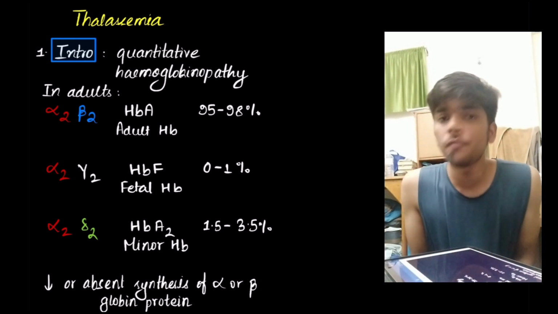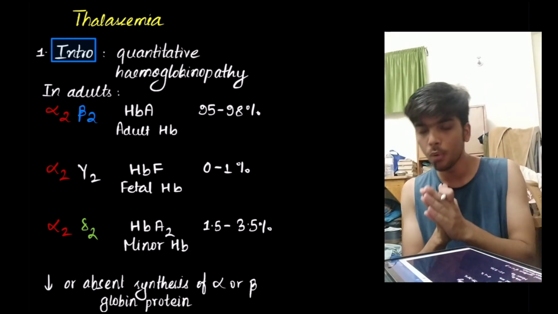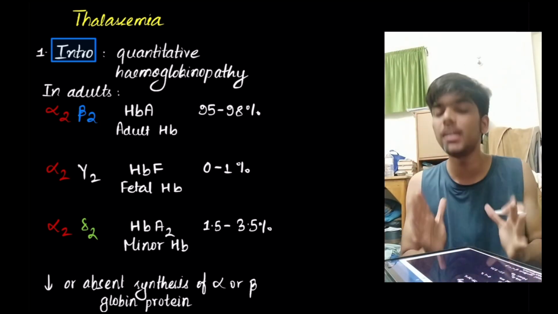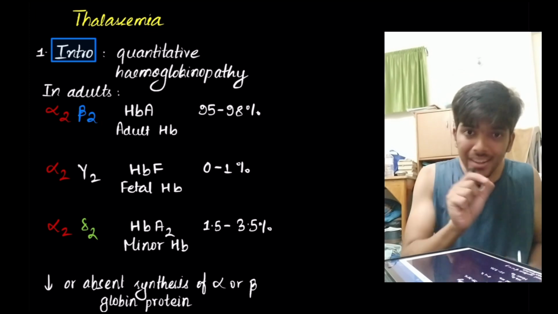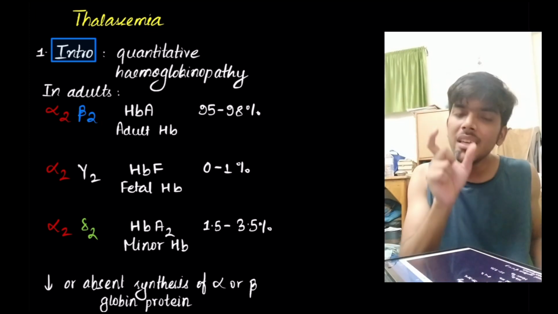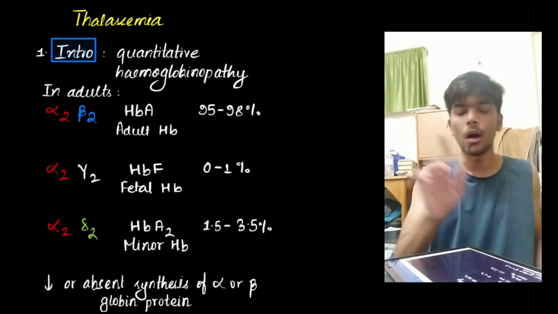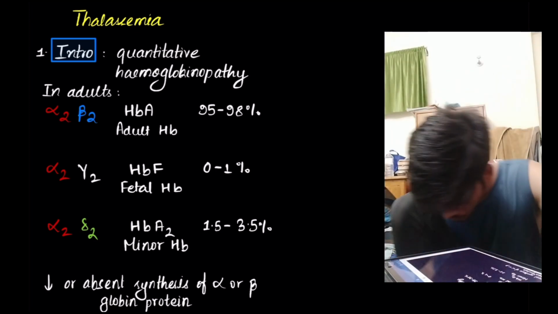Alright, so that was the first type of hemoglobinopathy. Now let's look at the second type of hemoglobinopathy, that is quantitative hemoglobinopathy. In quantitative hemoglobinopathy, the quantity of the hemoglobin present inside the RBC is affected. How? Okay, this is how.